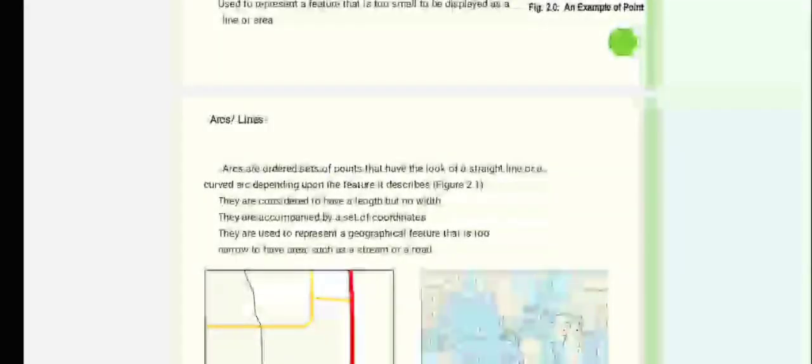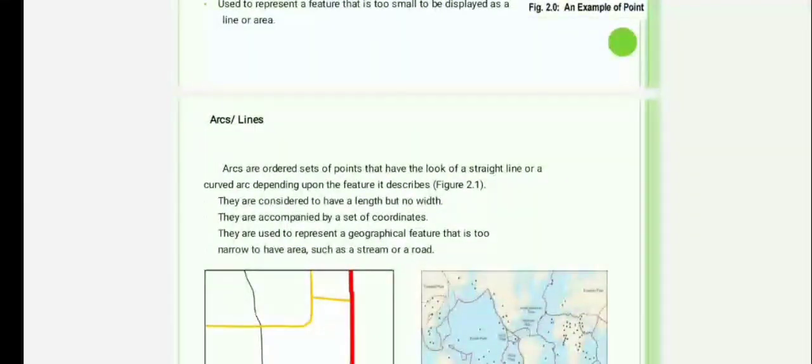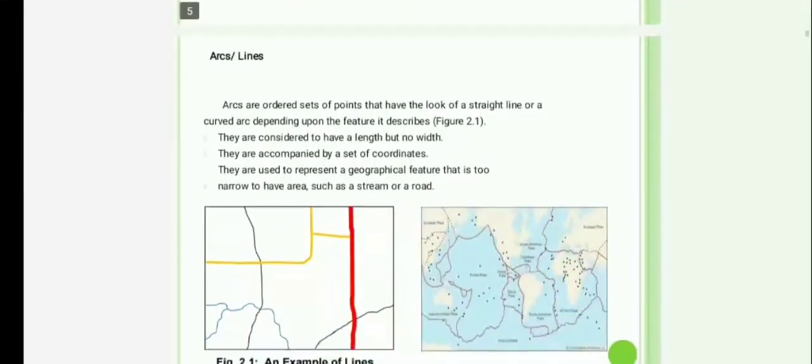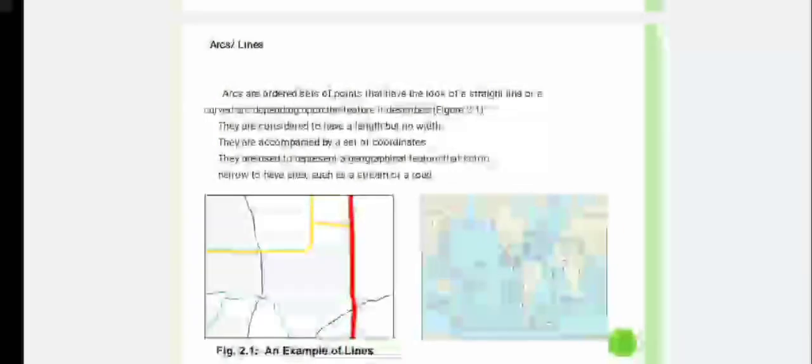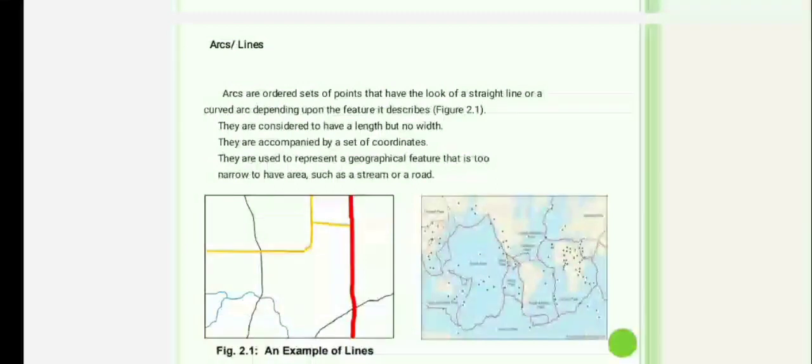Next is arcs or lines. Arcs are ordered sets of points that have the look of a straight line or a curve arc depending upon the feature it describes. First, they are considered to have a length but no width. Naa siya'y katason pero wala siya'y kalapdon. They are accompanied by a set of coordinates. Then, last, they are used to represent a geographical feature that is too narrow to have area such as a stream or a road. Kanang less wide or not wide siya. And that's all.